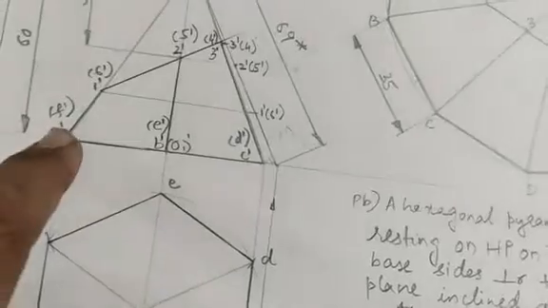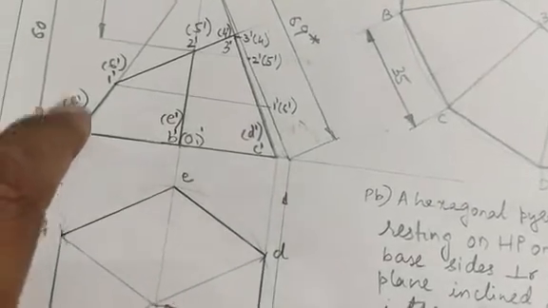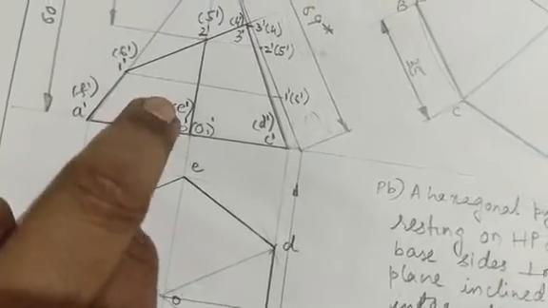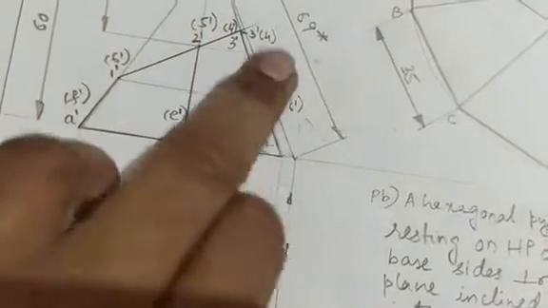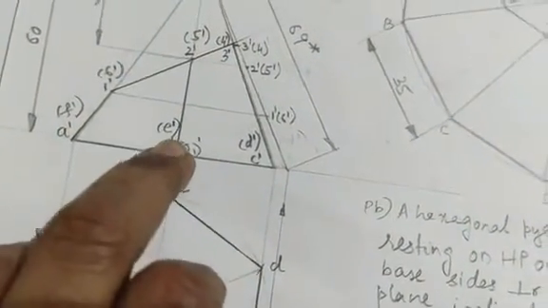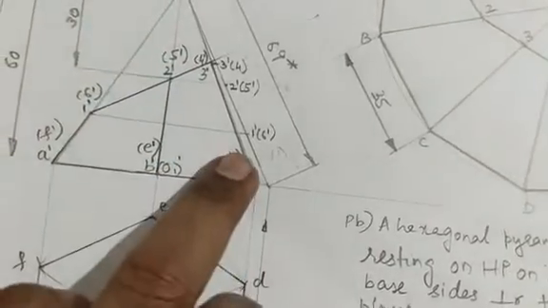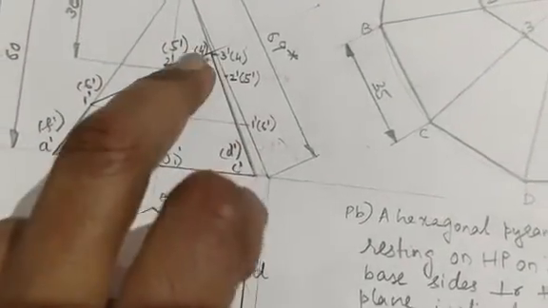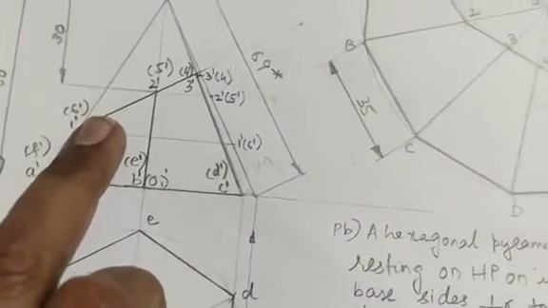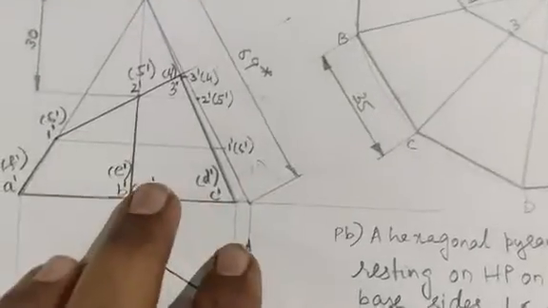So you can name the cuts here. On edge A, cut is 1 dash. On B dash, cut is 2 dash. On C dash, cut is 3 dash. On D dash, cut is 4 dash. On E dash, cut is 5 dash. E dash is not visible, 5 dash is not visible. D dash is not visible, so 4 dash is not visible. Okay. So F dash now, F dash is not visible, 6 dash is not visible. So you keep it as it is.